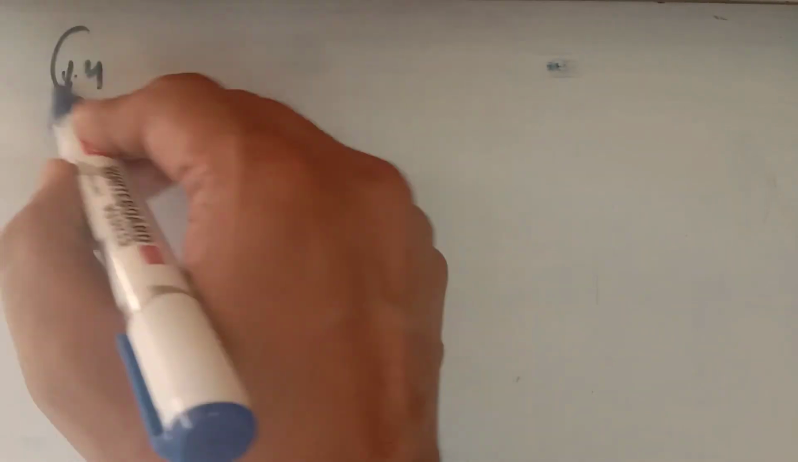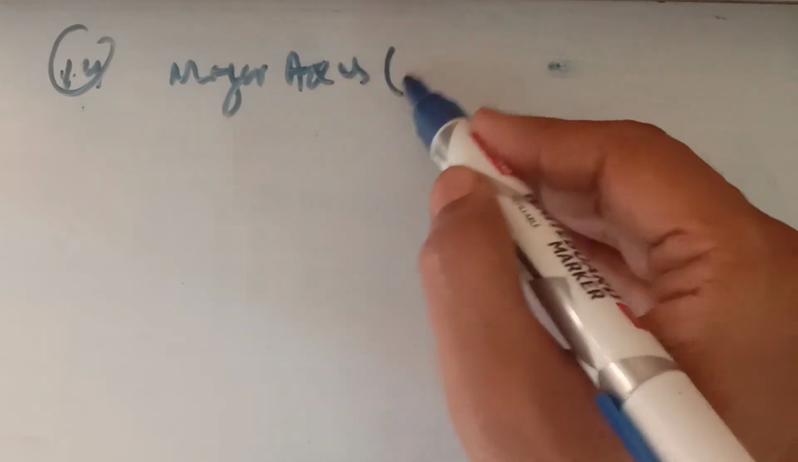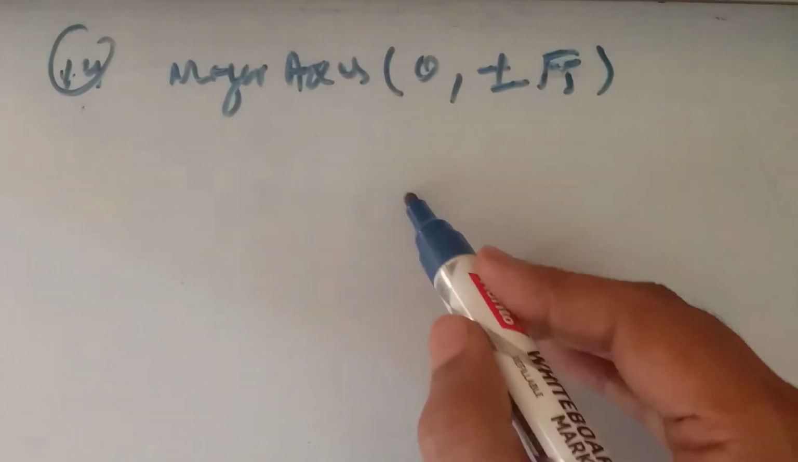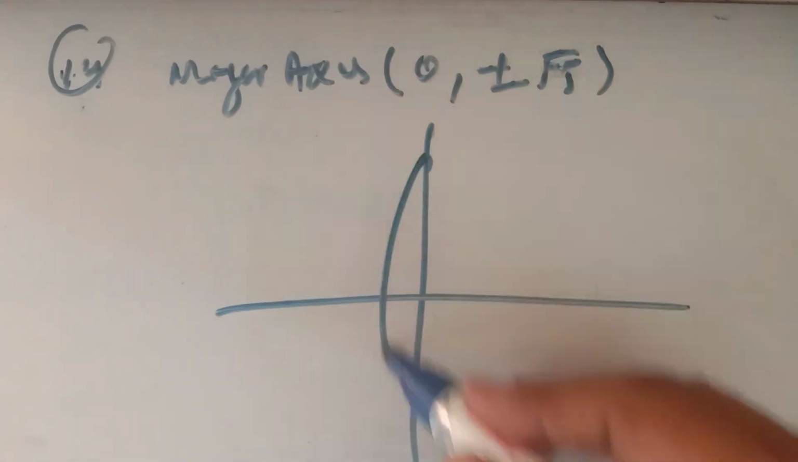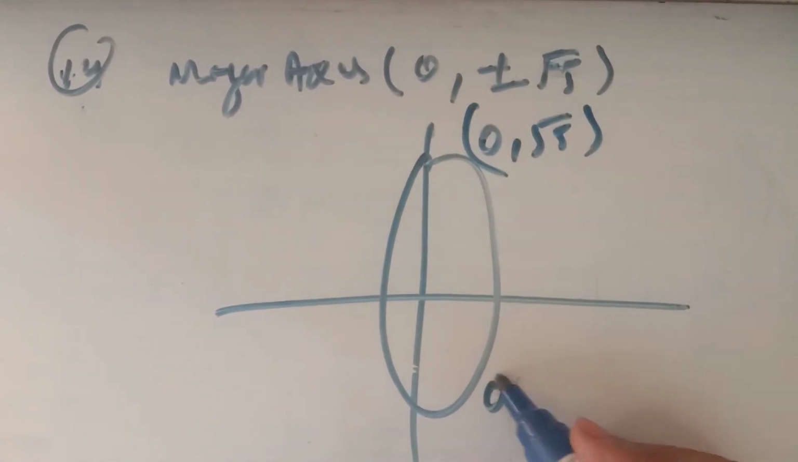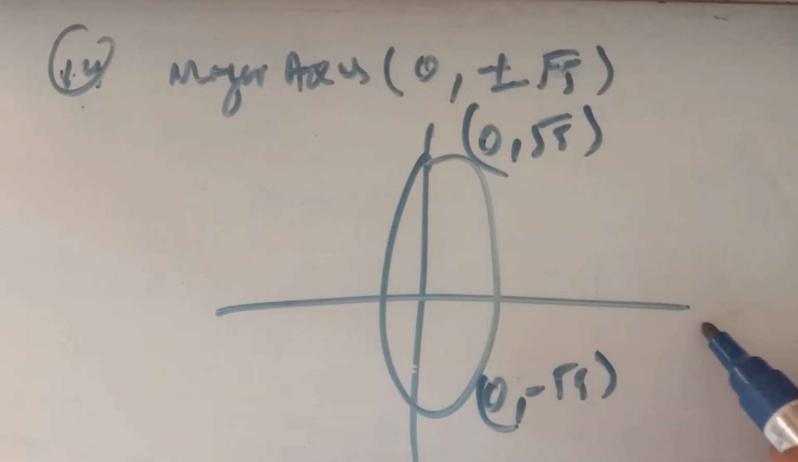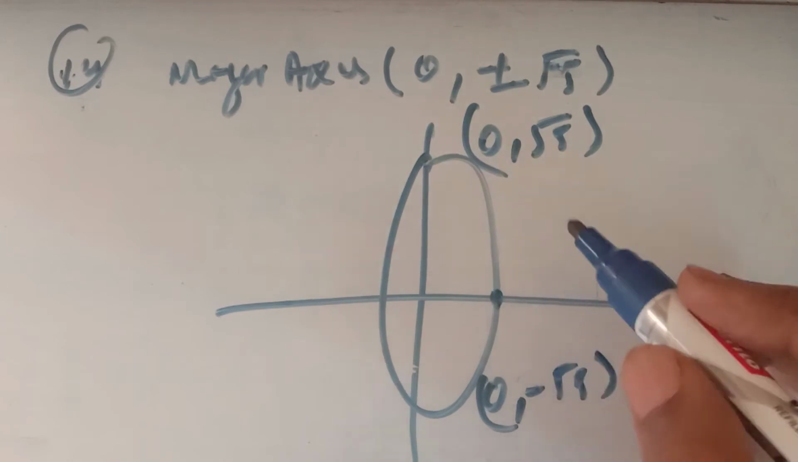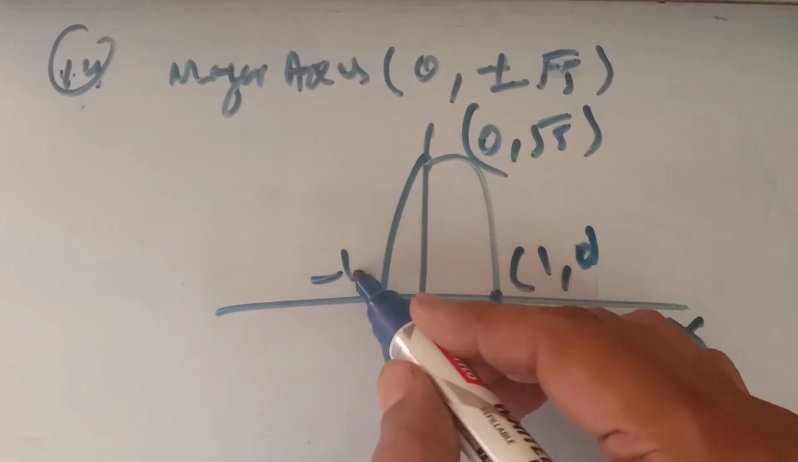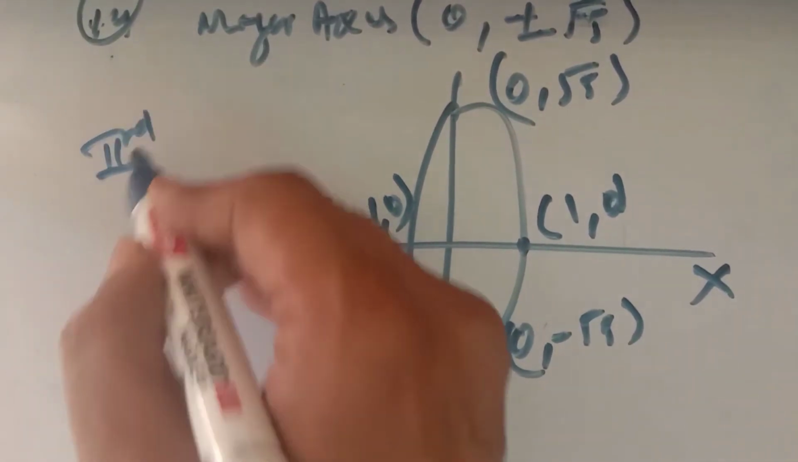Yes, in question 14, the ends of the major axis are given as 0 plus minus root 5, meaning its x coordinate is 0. So the major axis is lying on the y-axis, it means the points 0, root 5 and 0, minus root 5. The major axis is along the y-axis, so it is a second type ellipse, and the ends of the minor axis are 1, 0 and minus 1, 0. So it will be a second type, that is a vertical ellipse.